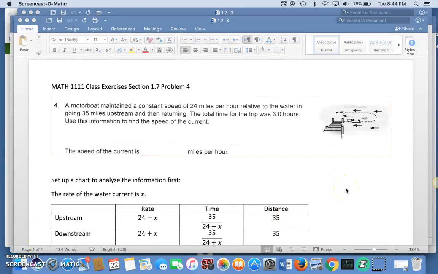Okay, problem 4 from 1.7. This is a distance problem. Rate times time equals distance.